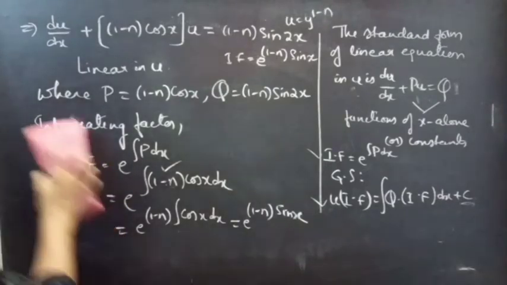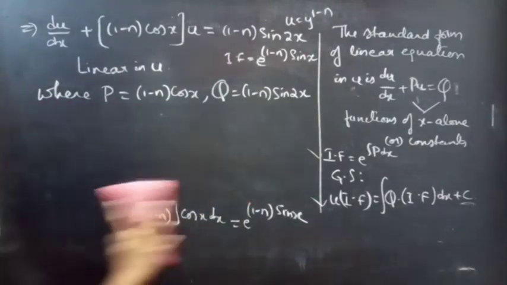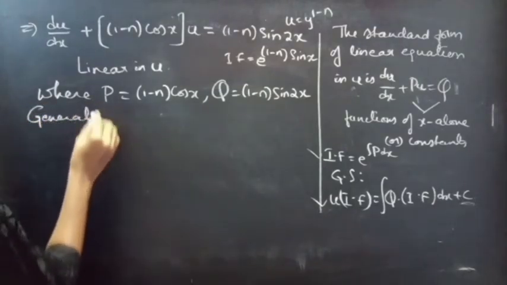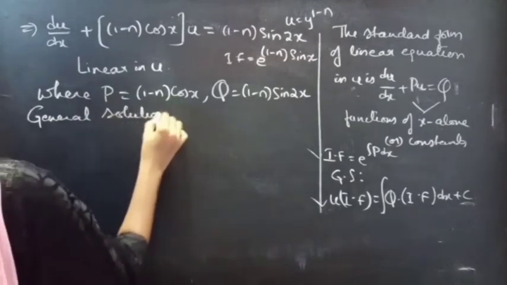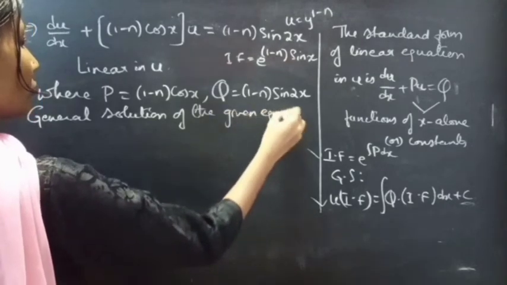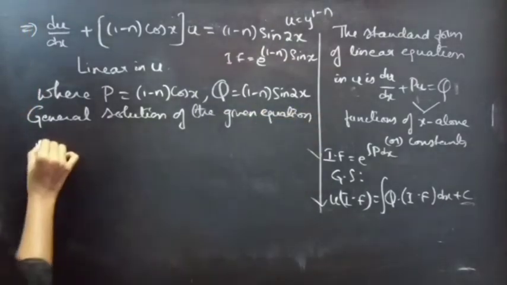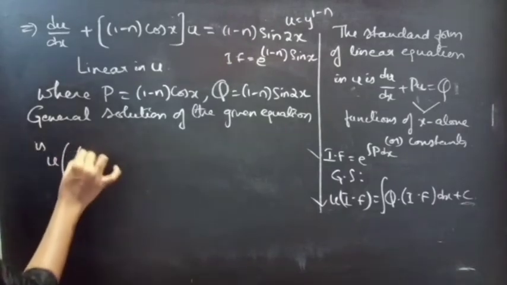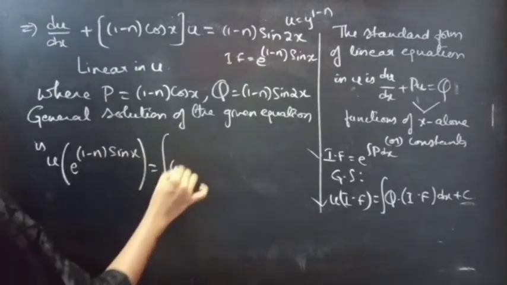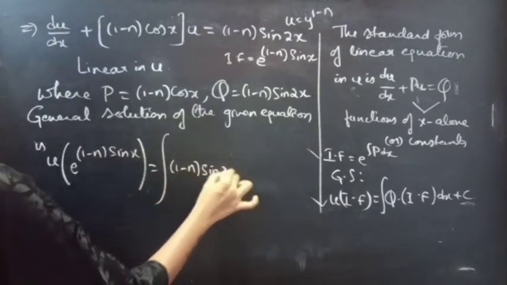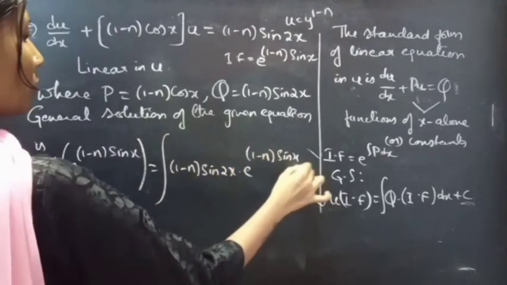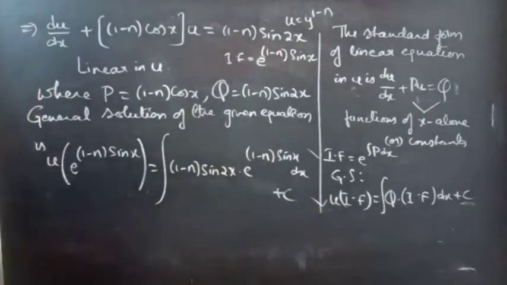Now we can find the general solution. The general solution of the given equation is u times the integrating factor e^((1 − n) sin x) equals ∫Q, for Q = (1 − n) sin 2x, times the integrating factor e^((1 − n) sin x) dx + c.